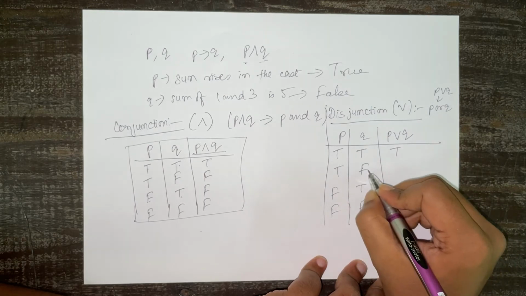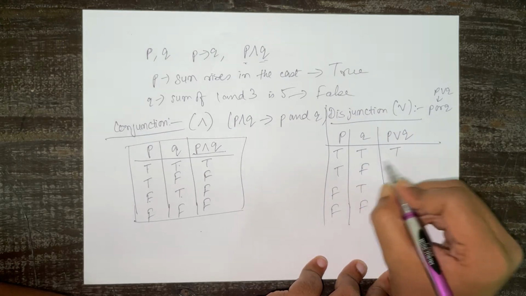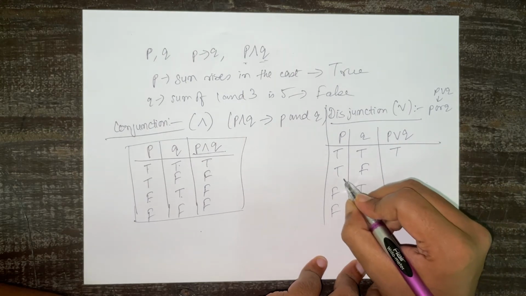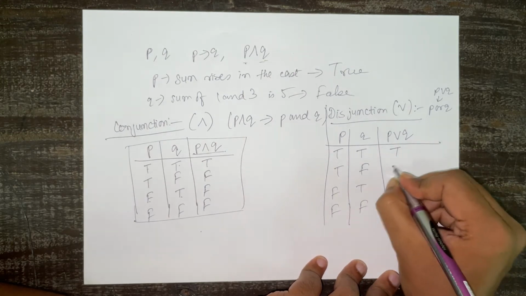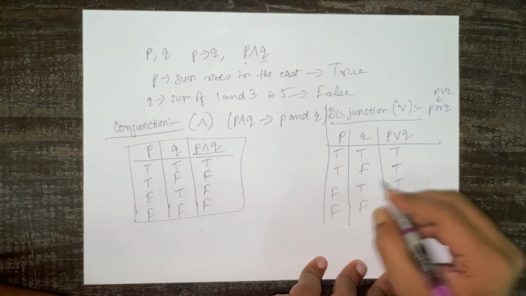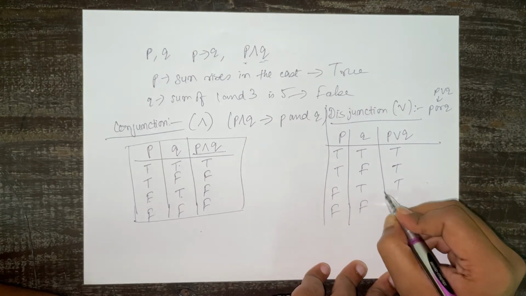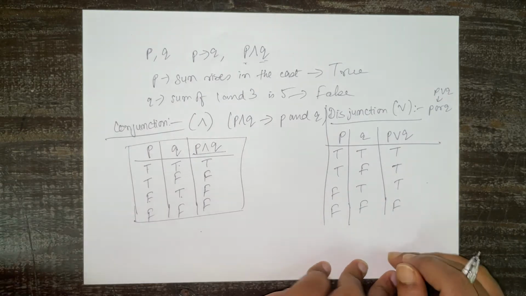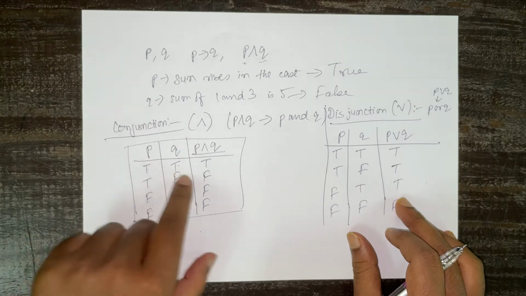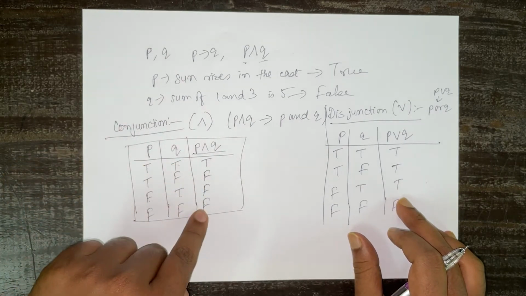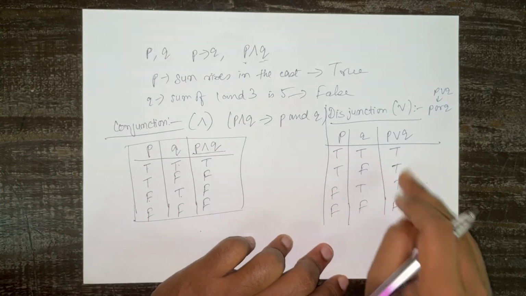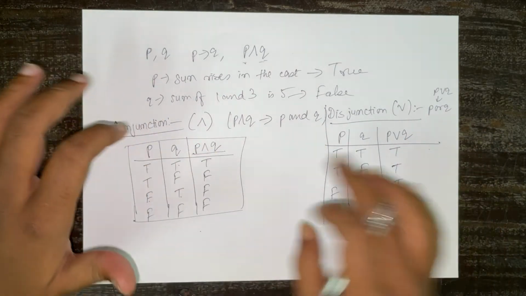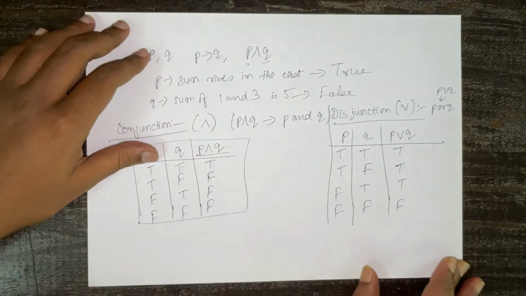Here P is true, Q is false. So as we have said, either of the one has to be true. If either of the one is true, then this relation is true. So here since P is true, so it will be true. Here Q is true, so it will be true. It does not matter whether P is false or true. If both are false, only in that case it will be false. Okay, so these are related because here if both are true, then only true, otherwise all cases are false. Here if both are false, then only false, otherwise all cases are true. So this is about conjunction and disjunction.